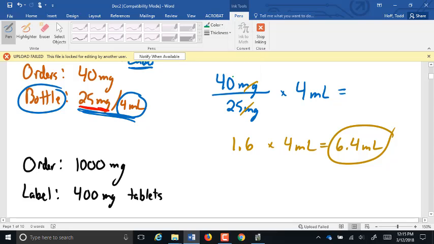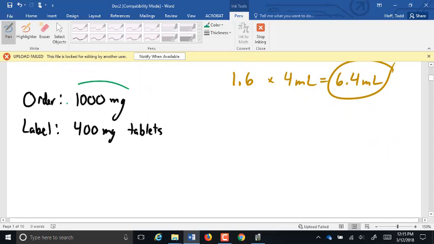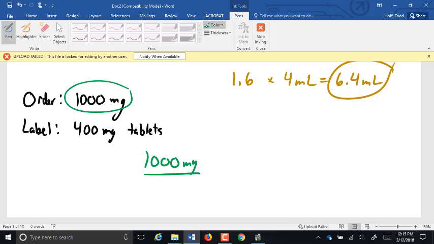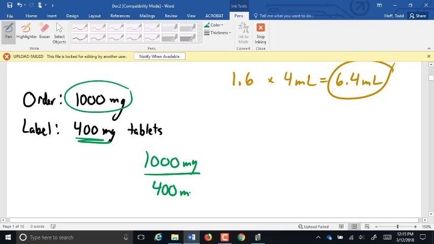So now here, the order again is obvious, 1,000 milligrams. The on-hand dose has to match the units of the doctor's orders. That's going to be the 400 milligrams. The vehicle that carries that on-hand dose into the patient is a tablet. You can think of that 400 milligram tablets as being 400 milligrams per tablet.